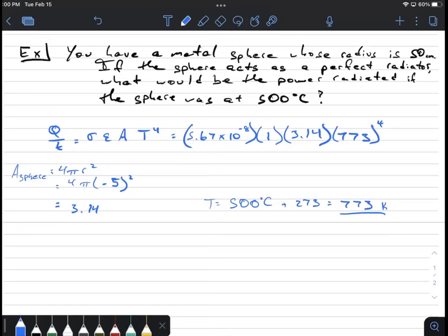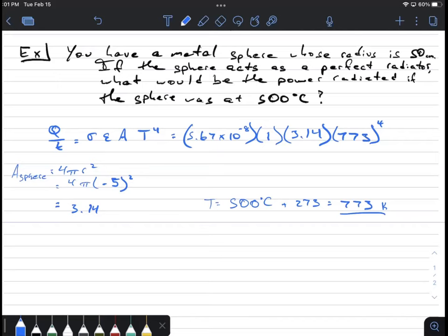Sigma, that was just a constant. Epsilon, that's given in the problem as the emissivity. This one is called a perfect radiator, which means emissivity is 100%. 100% means 1. Then I have the surface area. This is a sphere. Surface area of a sphere is 4 pi r squared. I take the radius, convert it to meters, calculate the area. I get a number.